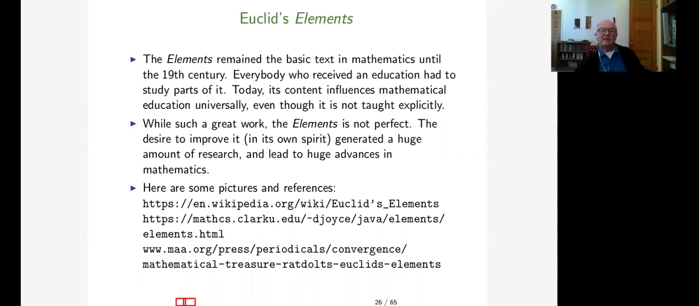And I think this is my last page of history about the Elements. This remained the basic text in mathematics until the 19th century. Everybody who studied mathematics had to read not the whole thing, but at least parts of it. In spite of the Elements being such a great work, it's not perfect. Some axioms are not stated explicitly, just assumed, and there are small errors, but its spirit is the one that matters, and that spirit really changed how we do science. And here I have a few more pictures.